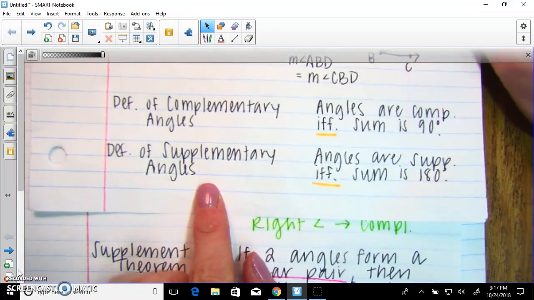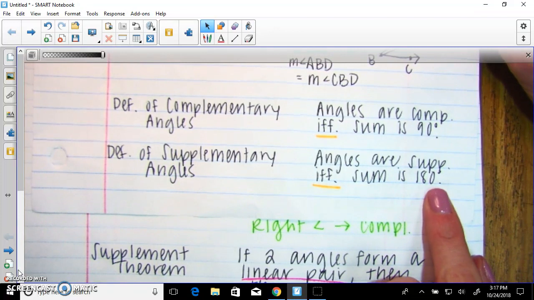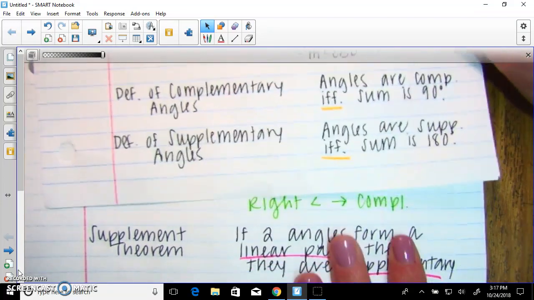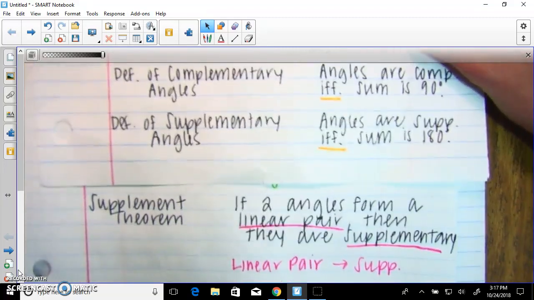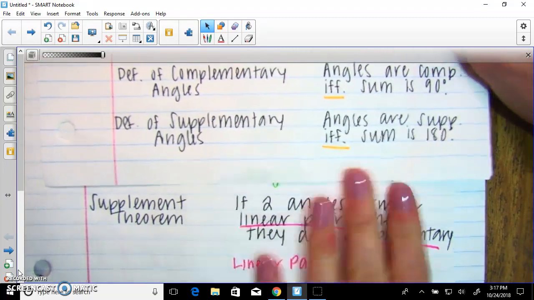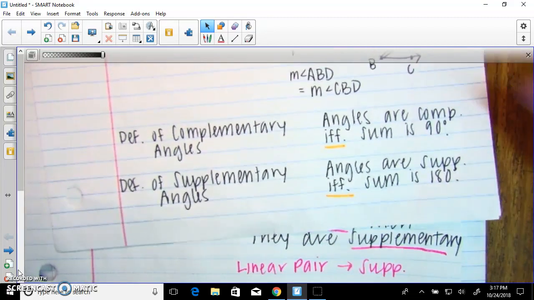Similarly, the definition of supplementary angles says that angles add to 180, but the supplement theorem just says that if two angles form a linear pair, then they're supplementary. So they don't have any numbers with this. So look over these notes as you attempt the questions tonight.